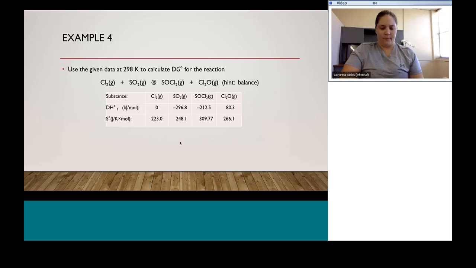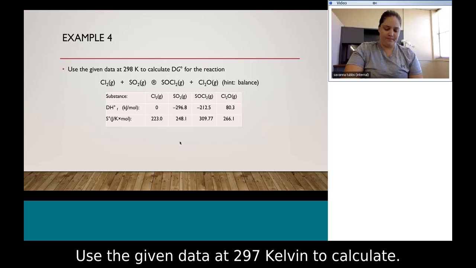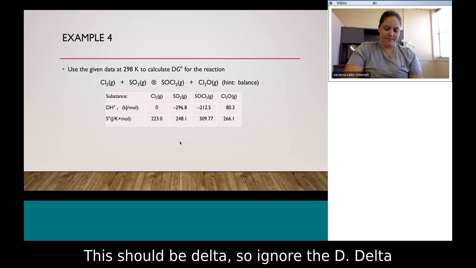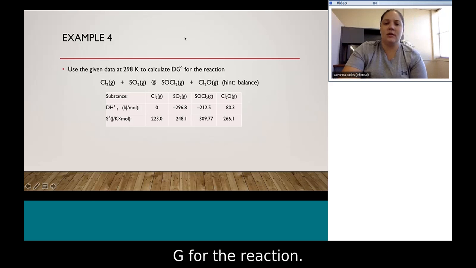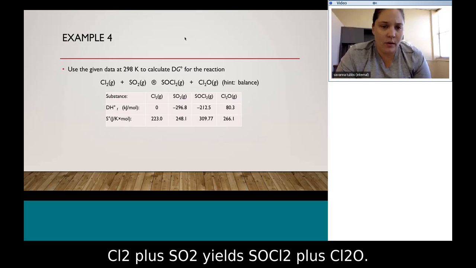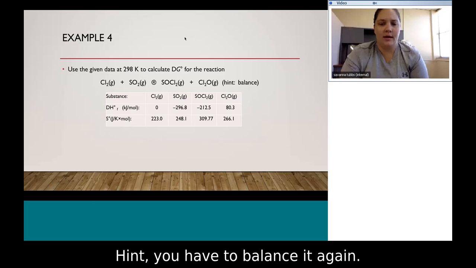Number 4. Use the given data at 297 Kelvin to calculate, this should be delta, so ignore the D, delta G for the reaction Cl2 plus SO2 yields SOCl2 plus Cl2O. Hint, you have to balance it again.